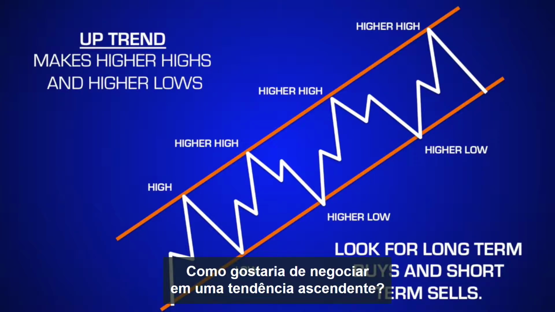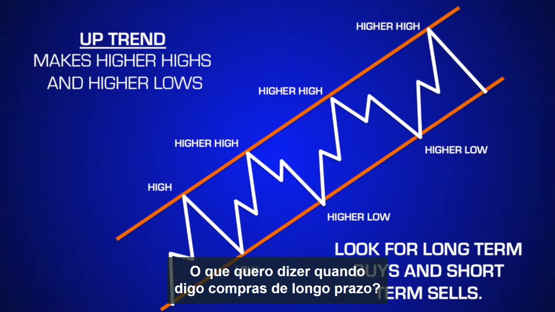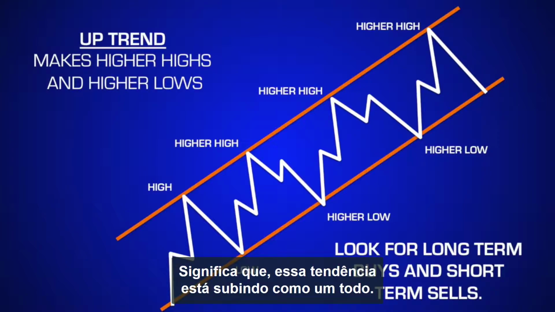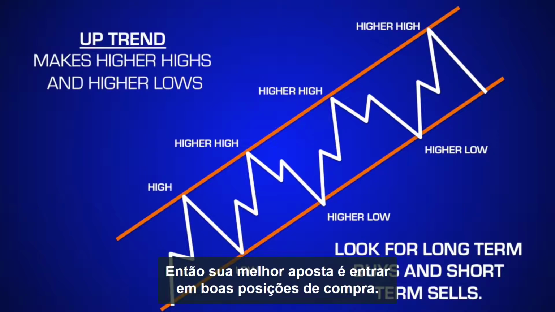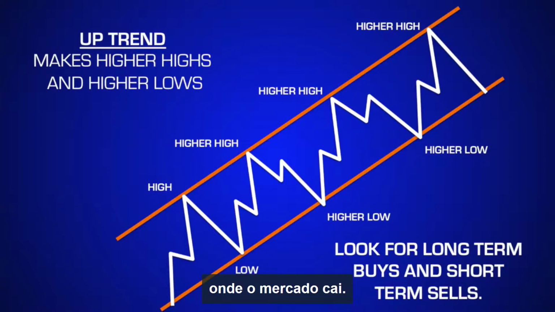So how would you want to trade on an uptrend? You would want to look for long-term buys and short-term sells. What do I mean when I say long-term buys? That means obviously this trend is overall going upward. So your best bet is to get into good buying positions. That means it's going up for the long run, but occasionally there are downward retracements where the market goes down. That's what the retracement is. Or the market goes the opposite direction for a short period of time.